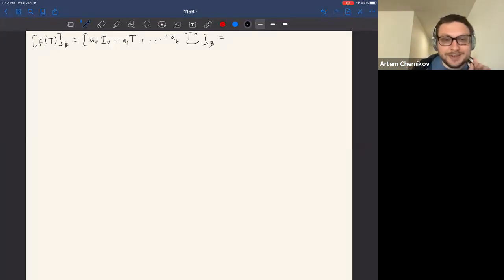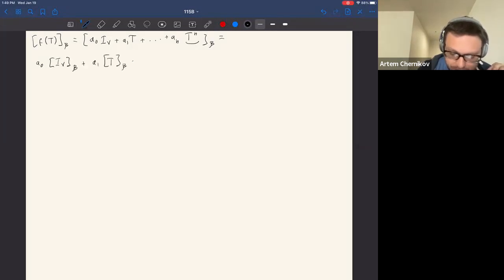Now we know that the matrix representing the sum of linear operators is just the sum of the matrices representing each of them separately, and the same for multiplication by scalars. So then we can write that this is equal to a0 times the matrix representing I_V with respect to beta, plus a1 times the matrix representing T with respect to beta, plus etc., plus an times the matrix representing T^n with respect to beta. And we know that the matrix representing the identity transformation is just the identity matrix.